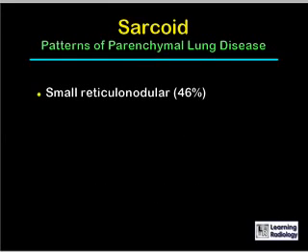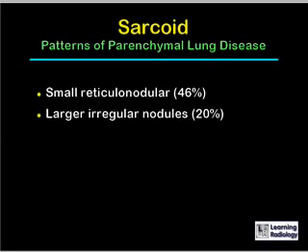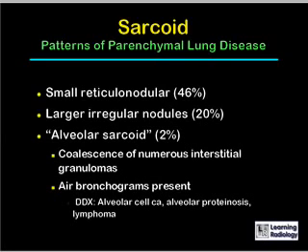Patterns of parenchymal lung disease in sarcoid include most commonly a small reticular nodular pattern diffusely throughout the lungs. Sometimes there can be larger irregular nodules, the so-called acinar pattern, and even less commonly, there can be a pattern which is called alveolar sarcoid, which represents a coalescence of innumerable small interstitial granulomas. It is not, in fact, alveolar. The disease is interstitial. There may be air bronchograms present, and the differential diagnosis might include alveolar cell carcinoma, alveolar proteinosis, and lymphoma.